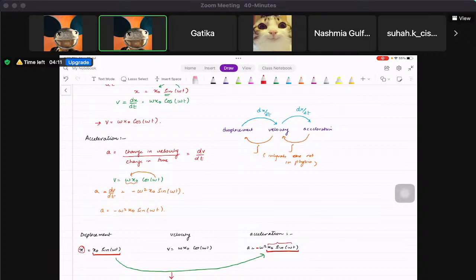Do you guys know about pendulums? Or no? Nobody knows about pendulums? Okay.